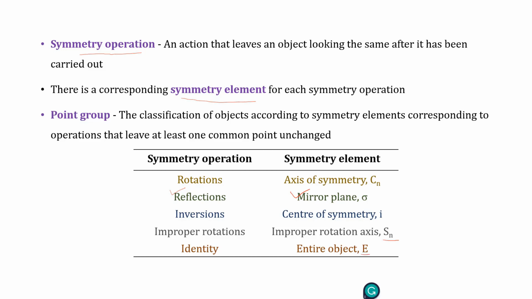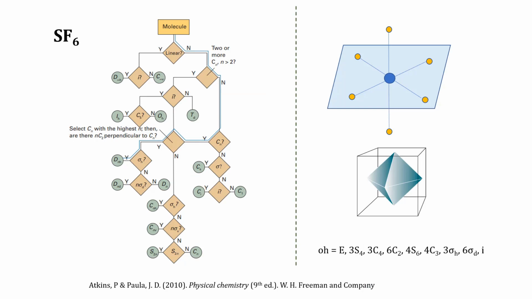The classification of objects according to symmetry elements corresponding to operations that leave at least one common point unchanged is called a point group. And in this question, we need to find out the point group of the SF6 molecule. To find out a point group, we can follow this flowchart. The structure of SF6 can be roughly drawn like this. At the center is the sulfur atom, and 4 F atoms are in a plane with the sulfur atom, and 2 F atoms are out of the plane.